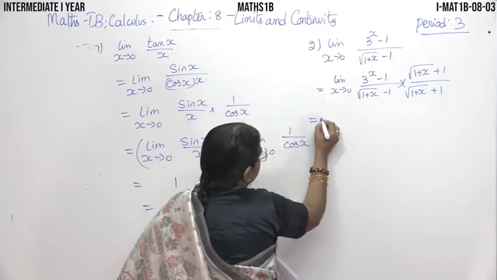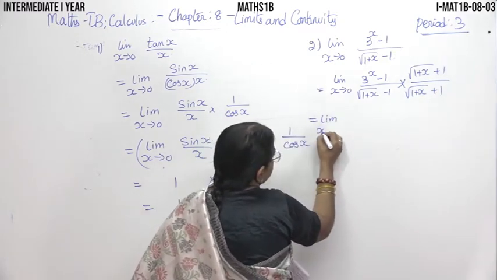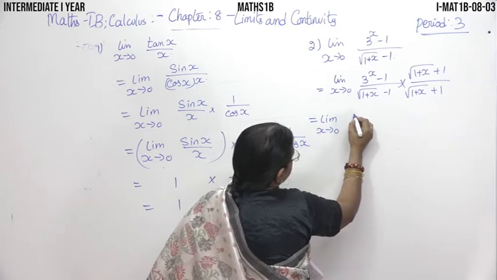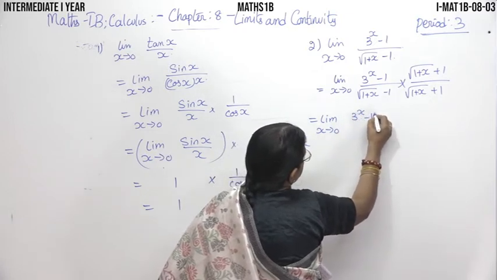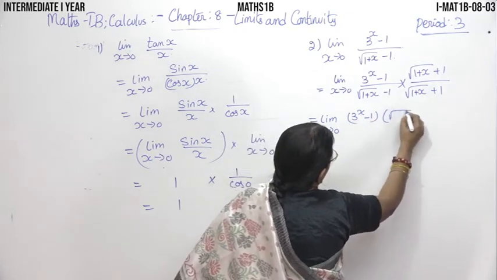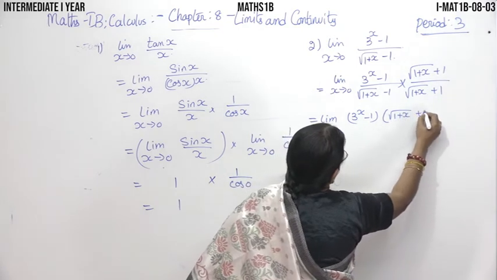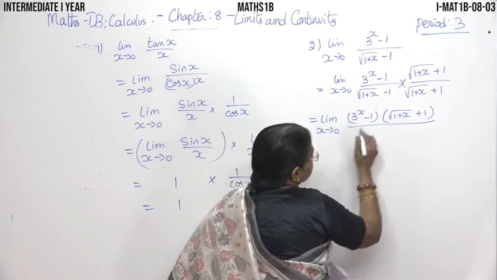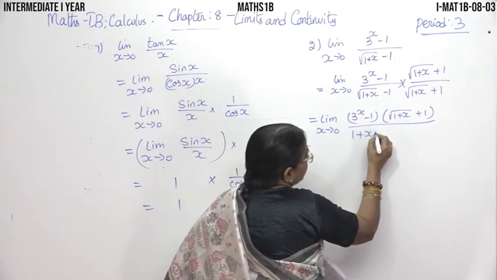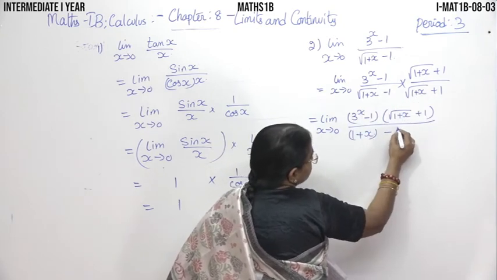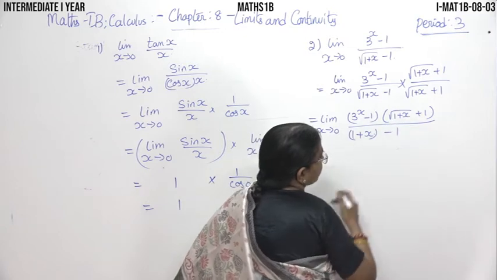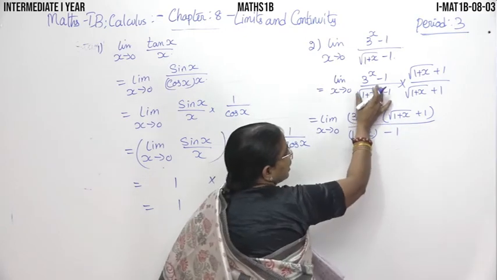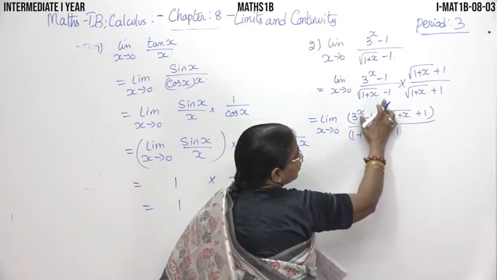So it is equal to limit x tending to 0 of 3 power x minus 1 into root 1 plus x plus 1 by, this is a minus b into a plus b. A square, root will go, minus b square is 1 square, 1. So a square is this, root will go and then minus b square.